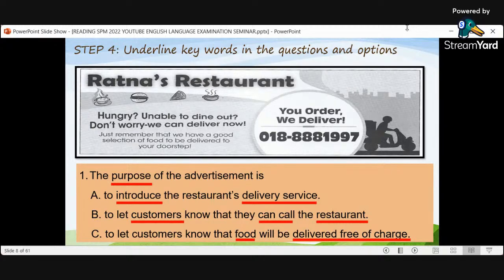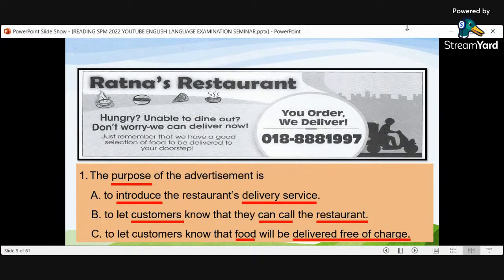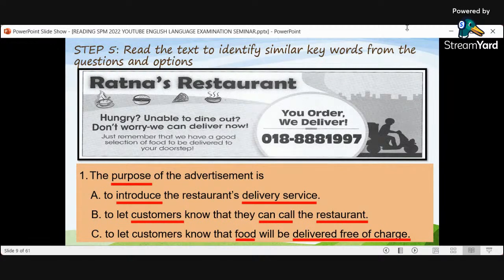So once I know what the question is asking and the options I have, I would do the next thing, which is to read the text to identify similar keywords from the questions and options. There will be words in the question and options that appear similarly in the text. So I'll be looking at "your doorsteps", all right? "You order", because you got the word about delivery, right? "You order, we deliver." And right here, "delivered at your doorsteps."